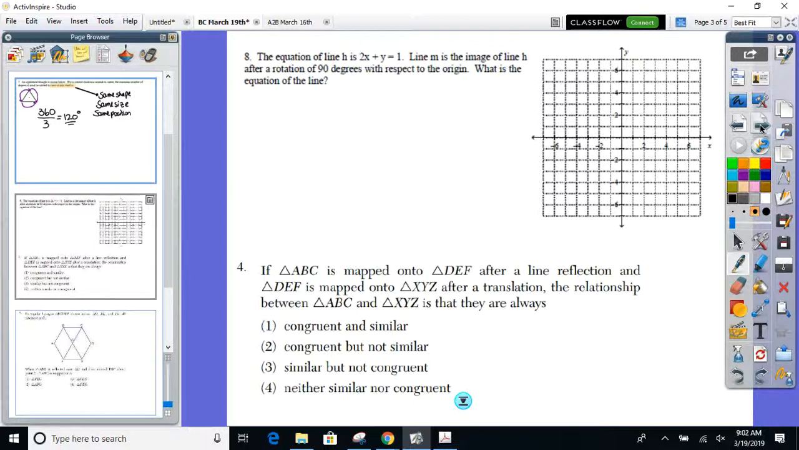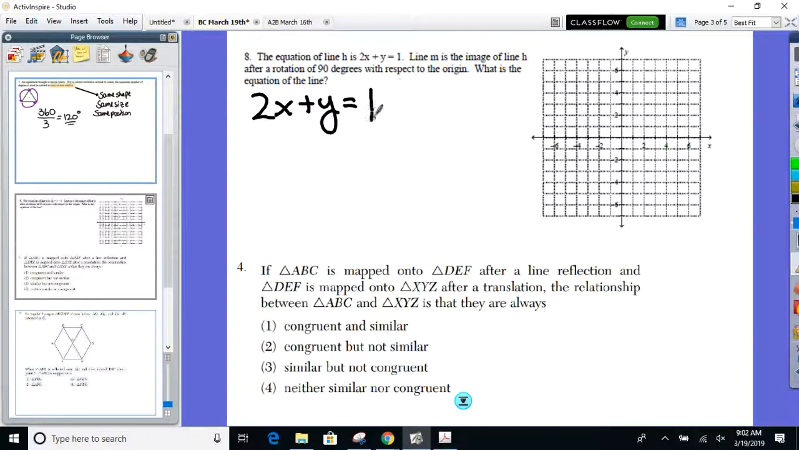Hey, what's the line made up of? A bunch of points. So why don't I just take those points on the line and rotate it 90 degrees and see what the equation of the new one is. All right. Let's just take a look what this line looks like first before we rotate it. 2x plus y equal to 1.